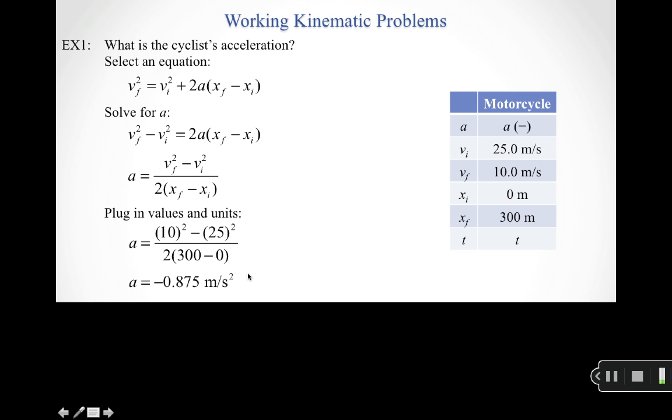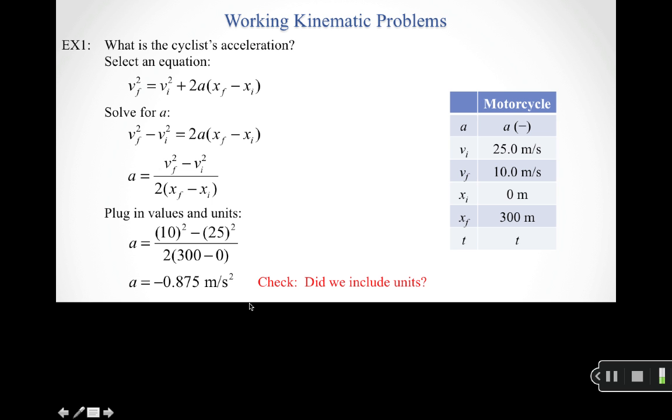Now I can plug in my values and check my units. Plugging in my values, I calculated an answer of negative 0.875 meters per second squared. If I want to make sure my units are correct, I can do the dimensional analysis of this expression. Velocity squared is meters squared over seconds squared, divide by 2 is unitless, and the displacement has units of meters. Sure enough, I end up with meters per second squared. So I can always come back and do the dimensional analysis to make sure that my units work out.